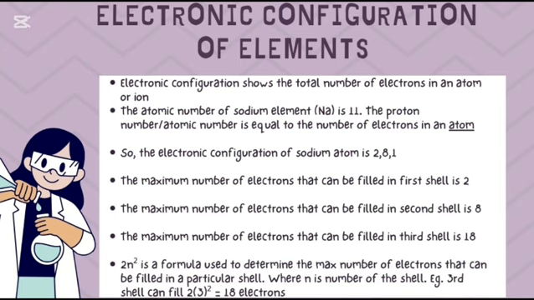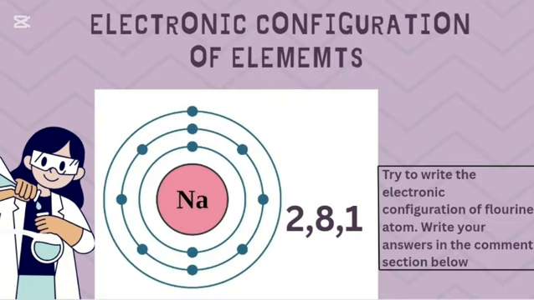The maximum number of electrons that can be filled in the first shell is 2. The maximum number of electrons that can be filled in the second shell is 8. The maximum number of electrons that can be filled in the third shell is 18. 2n squared is a formula used to determine the maximum number of electrons that can be filled in a particular shell, where n is the number of the shell. E.g., the third shell can fill 2 times 3 squared equals 18 electrons. Here's an example for the electronic configuration of sodium, which is 2.8.1.